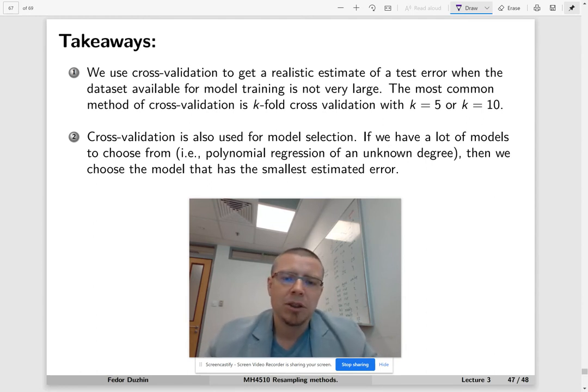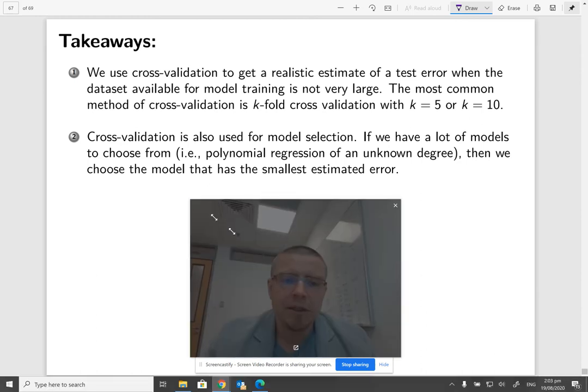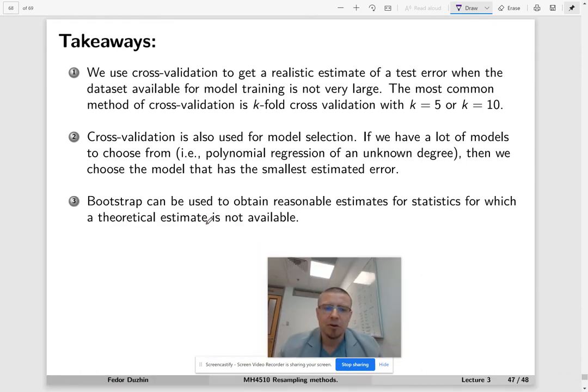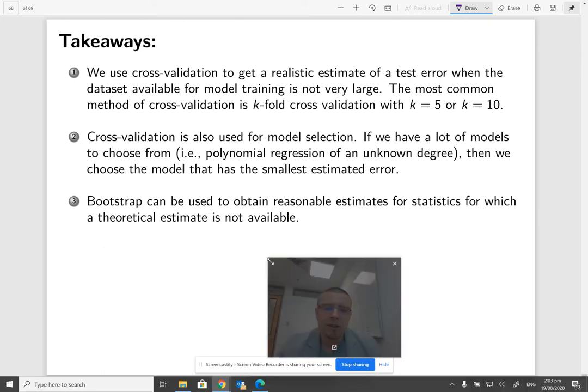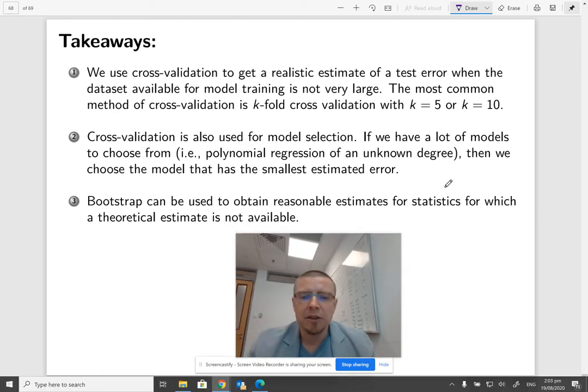A completely different technique is called Bootstrap. We also saw the Bootstrap procedure in today's lecture, and Bootstrap is something different. It is also a resampling method, but its purpose is completely different. We use it to obtain reasonable estimates. Usually we are interested in variance.